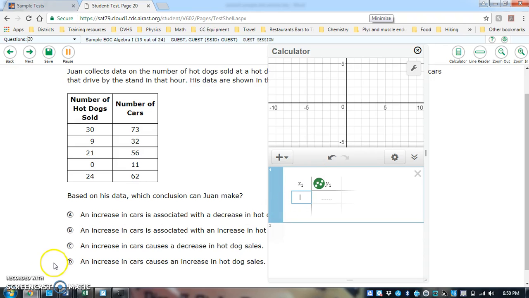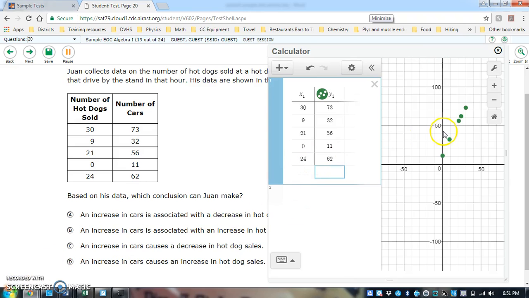And I'm going to enter this data in. Now that I've entered in this data, I notice that as my X value increases, my Y value increases. I've got a positive correlation here. My X value is the number of hot dogs sold, and my Y value is the number of cars.